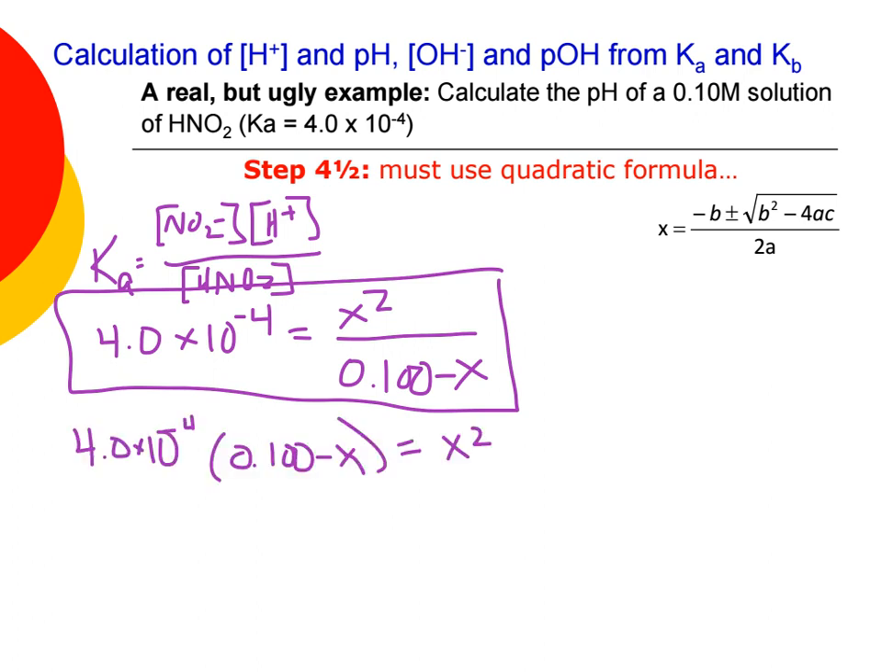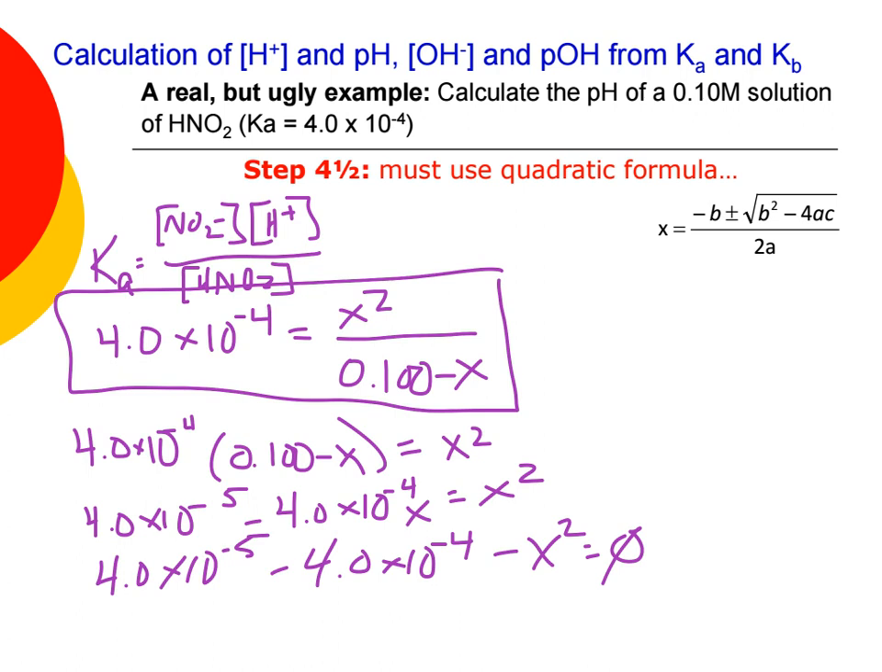So first multiply 0.1 minus x by both sides to get it out of the bottom. Then distribute the 4.0 times 10 to the negative fourth by multiplying it by both the 0.1 and the x. Then we subtract x squared from both sides. Now we're equal to 0. We can make this a little bit nicer sign-wise by multiplying or dividing by negative 1. And so we get the negative sign on the individual component that's not part of x. Oops, I keep leaving off x.